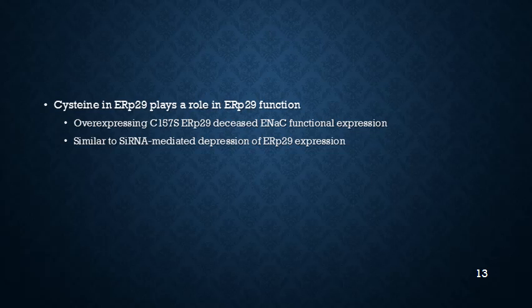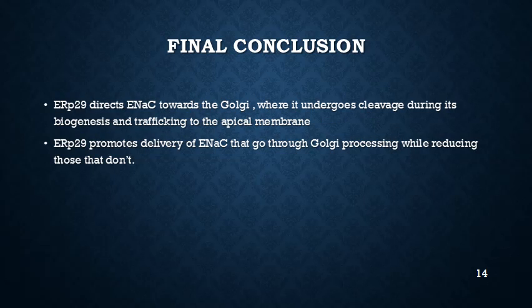And this was a similar result found in siRNA-mediated suppression of ERP29. ERP29 directs ENaC towards the Golgi, where it undergoes cleavage during its biogenesis and trafficking to the apical membrane. And ERP29 promotes delivery of ENaC that go through Golgi processing while reducing those that don't.